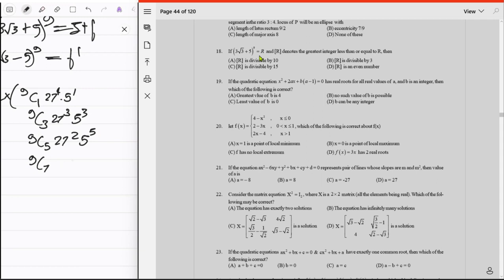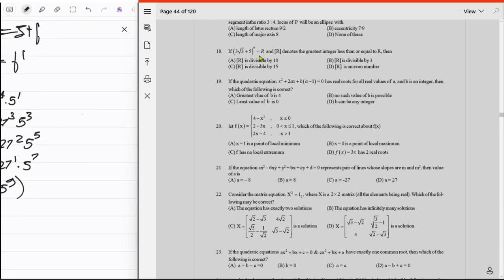NC7, 27 power 1, 5 power 7, and then NC9, 27 is not there at all, 5 power 9. Right, this is equal to I, you know all that.